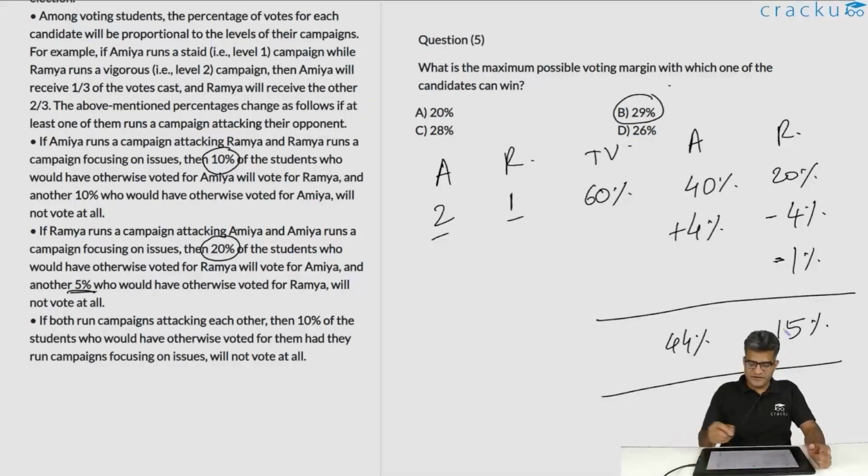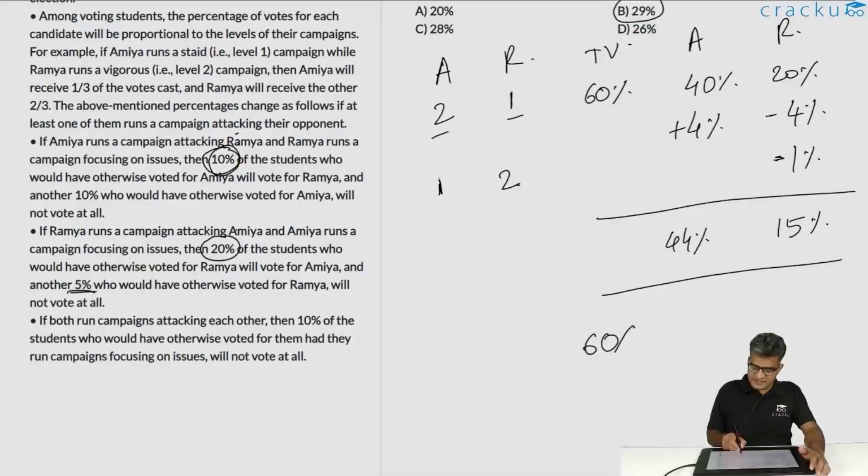Note that in the other scenario, where say Amiya campaigns steadily and Ramya campaigns vigorously, and say Amiya attacks Ramya, then the shift is only 10%. That is the reason we are saying that the gap will be more if Ramya attacks Amiya. Just to make sure, suppose Amiya is campaigning steadily and Ramya campaigns vigorously. The total voting percentage will be again 60%. Here Amiya is losing, she gets 20%, Ramya gets 40%. Now suppose Amiya attacks Ramya. 10% of the votes who would have voted for her would vote for Ramya. What is 10% of 20%? It is 2%. This 2% shift happens.